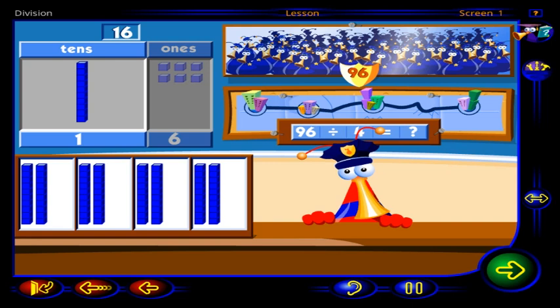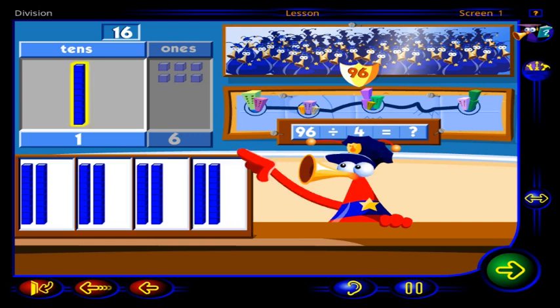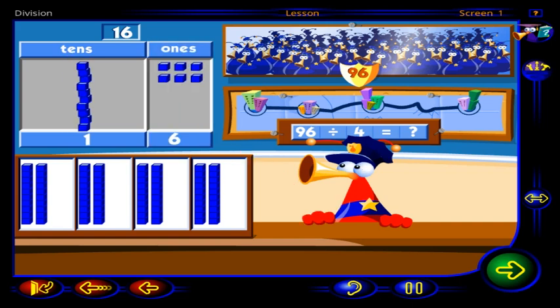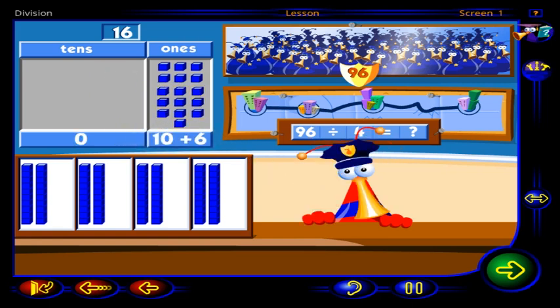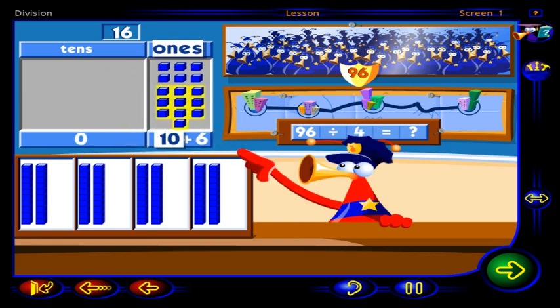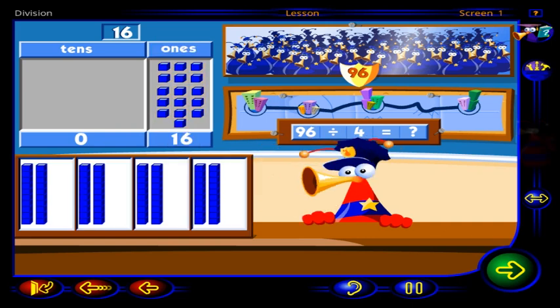We still have to share this 10 among the 4 groups. Click on this 10. One 10 can be regrouped as 10 ones. Aha! 10 ones and 6 ones is 16 ones. And we can divide 16 ones into 4 groups as well.